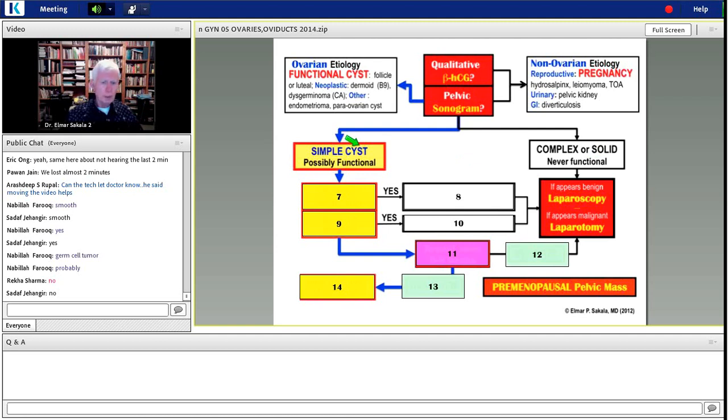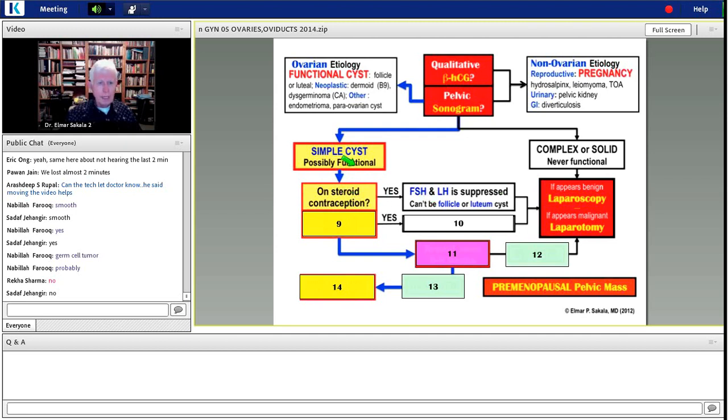If it looks simple, like a fluid-filled balloon, then it could possibly be functional. The question is, are we going to leave it or are we going to take it out? Is she on steroid contraception? Is she on oral contraceptive pills? If she is on steroid contraception, estrogen and progestin, FSH will be suppressed. LH will be suppressed. It cannot be a follicular cyst. It cannot be a corpus luteum cyst because she's not going to ovulate. In that case, we need to do surgery.